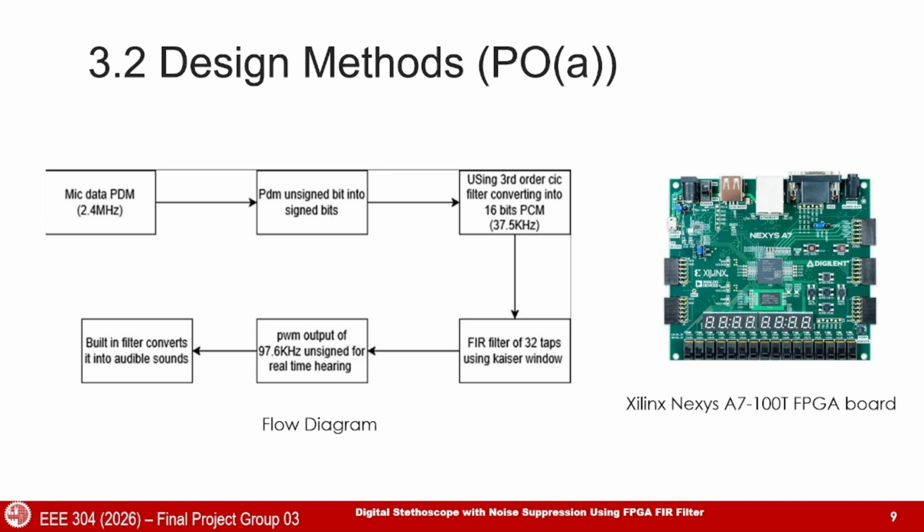After we apply the 32-tap FIR filter, we get audio with a 97.6 kHz sampling frequency. The board's audio output filters it once more and we get the PWM audio output.